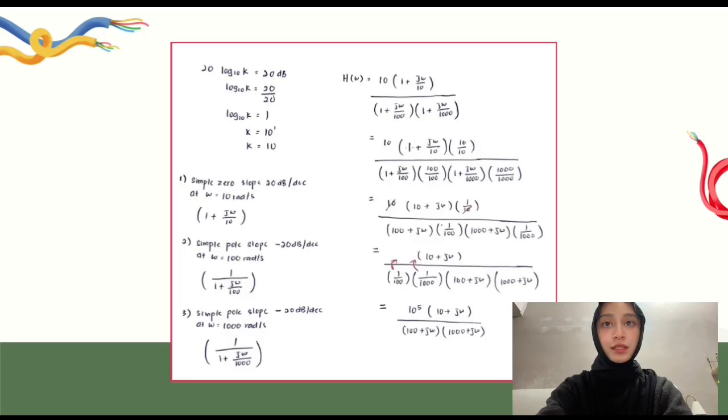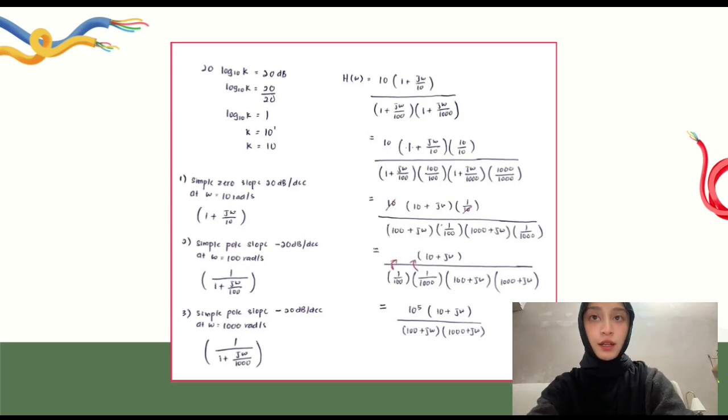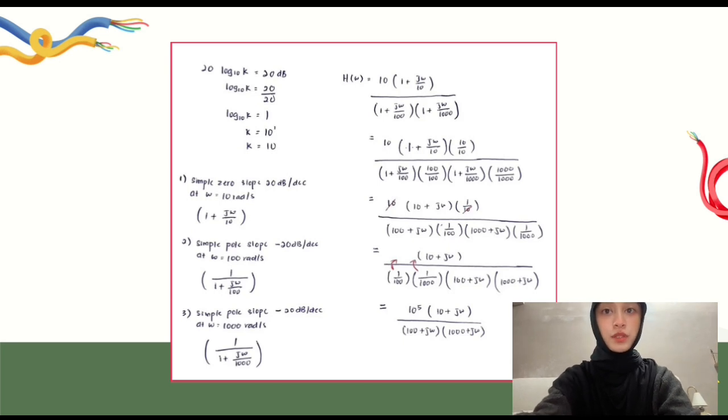So this is the calculation for question G. First, we need to find the initial gain, which is K. So 20 log 10K equals 20 decibels, so we get K is 10. Then, first, a simple zero with slope 20 decibels at omega 10 radians, so 1 plus jw over 10. Second, a simple pole with slope negative 20 decibels at omega 100 radians: 1 over 1 plus jw over 100. And third, a simple pole with slope negative 20 decibels at omega 1000 radians: 1 over 1 plus jw over 1000.